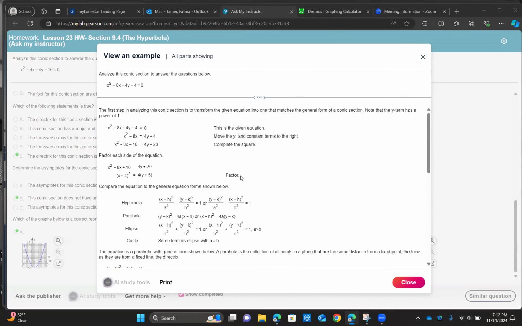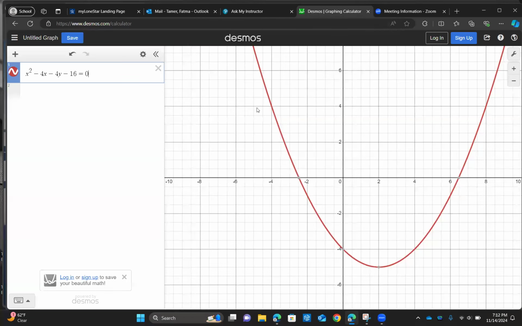I will be explaining lesson 23, homework question 27 from section 9.4. It reads x squared minus 8x minus 4y minus 4 equals 0, and we need to analyze this conic section. Now, you can always use the help of a calculator. I will also go through the book method for you, but feel free to use calculators with the conic sections when you graph them on Desmos.